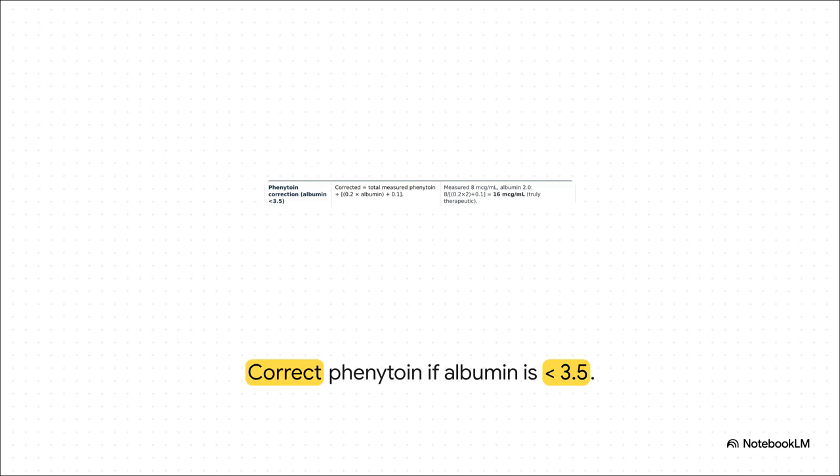Actually, you know what? I want to add one more trap that trips up almost everyone: phenytoin and albumin. Because phenytoin is highly protein-bound, a total measured phenytoin level might look suspiciously low, say 8 micrograms per milliliter. But if the patient's albumin is under 3.5, you have to use the correction formula. That's total phenytoin divided by 0.2 times albumin plus 0.1. So if that patient has an albumin of 2.0, that seemingly low level of 8 suddenly corrects to 16, which is actually highly therapeutic. Never, ever adjust a phenytoin dose without checking the albumin first.